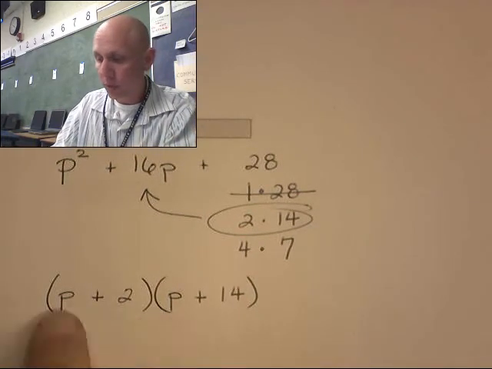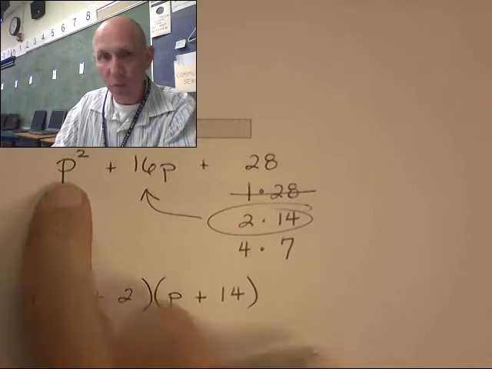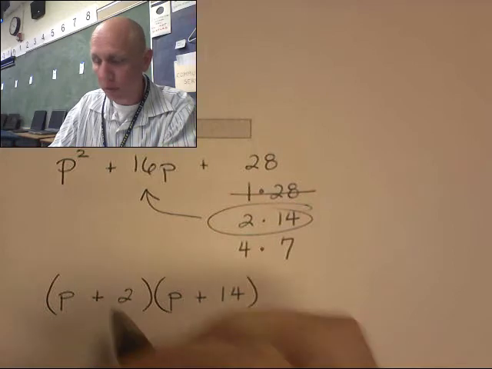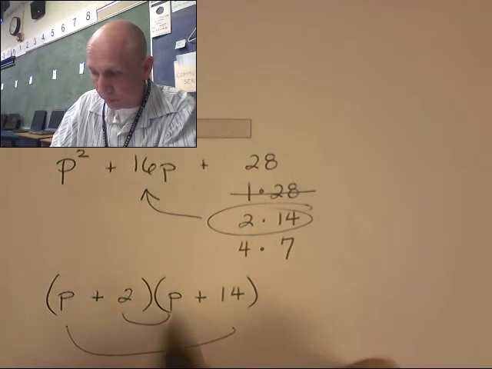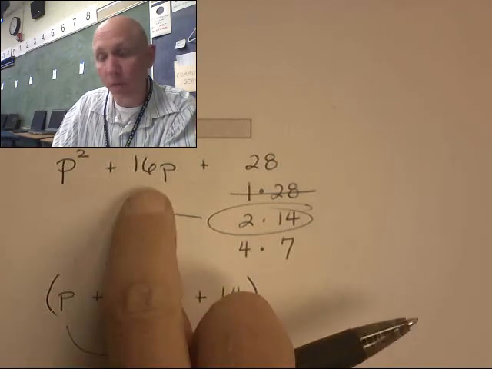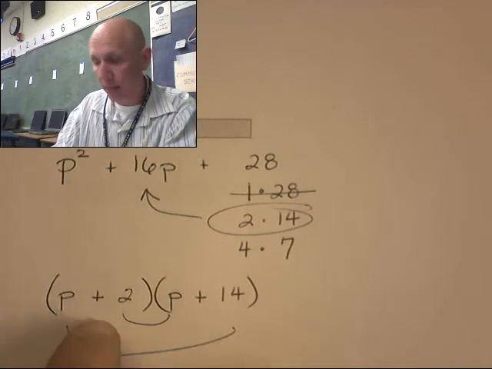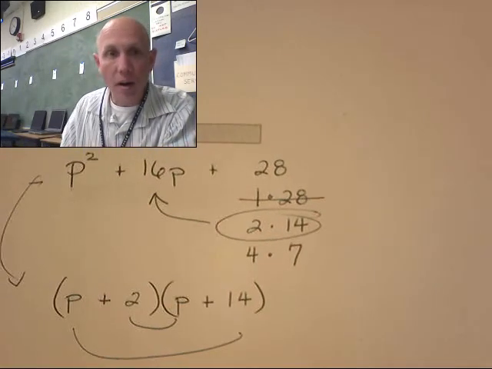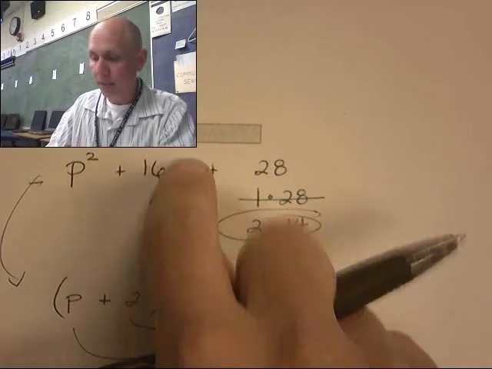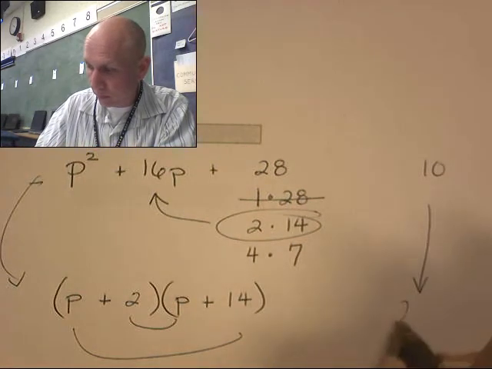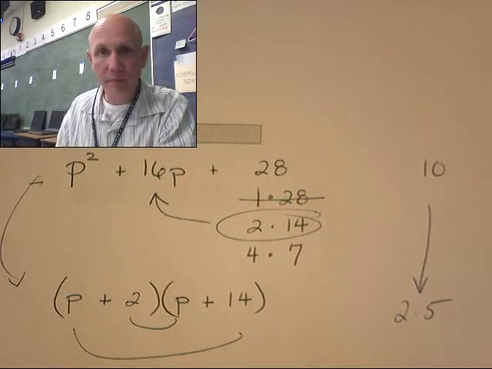Does this work? What's a p times a p? A p squared. What's a 2 times a 14? A 28. What do I have right there? I have a 2p and a 14p. What do they add up to? A 16p. This and this are equivalent. They're the same thing. This is a factored version of this. If this was 10, this is 2 times 5. That's all I'm doing. I'm breaking it down into products.